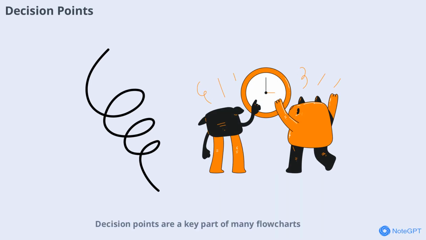Decision points are a key part of many flowcharts. They're shown with diamond shapes and usually ask a yes or no question. Depending on the answer, the flowchart branches off in different directions. This makes it easy to see how different choices affect the outcome of a process.